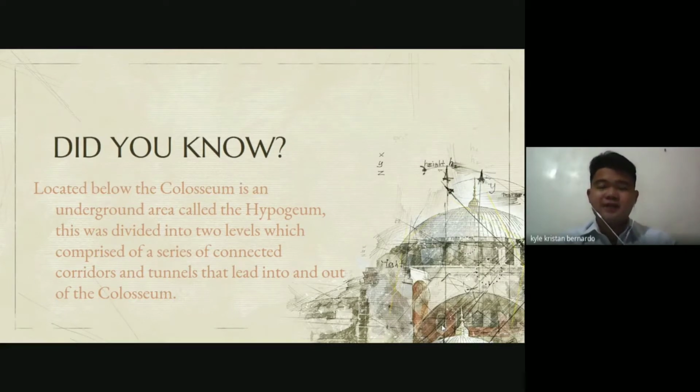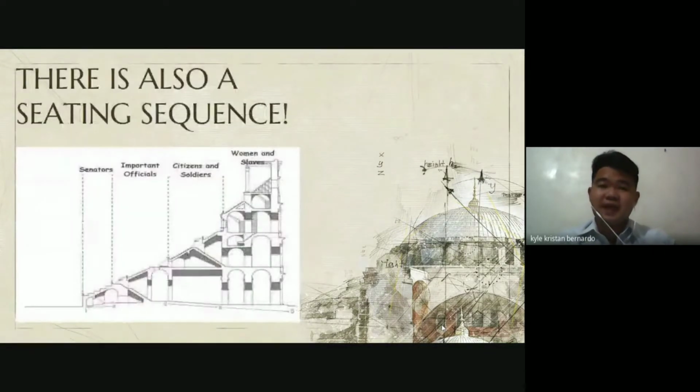out of the Colosseum. There is also a seating sequence in the Roman Colosseum. In the top tier was the Emperor's Box, which provided the best view of the arena. Other members of the Roman political and social elite also sat in the highest tier. On the second tier sat the Roman upper class, made up of government officials and businessmen. The third tier housed the ordinary Roman citizens, while in the fourth, women and the poor sat or stood on wooden benches.